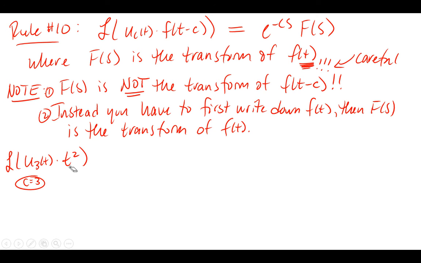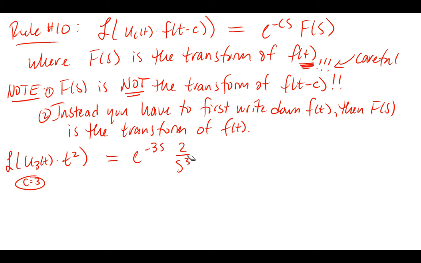Yes, it does. But again, the wrong thing to do is say, oh, okay, cool, so my answer is e to the negative 3s, and then the transform of t squared, when you look it up in the chart, is 2 over s cubed. Okay, so don't be this person, because that's wrong.